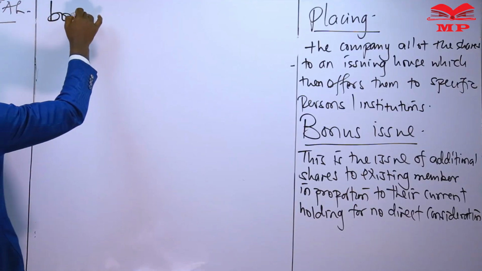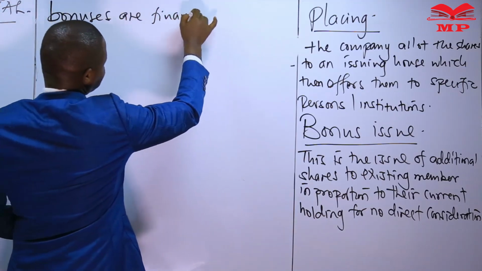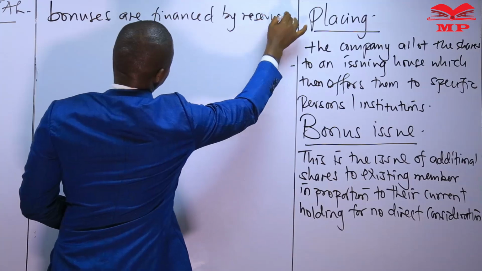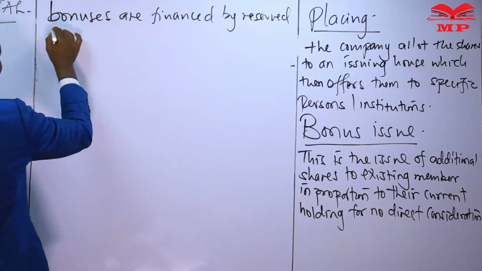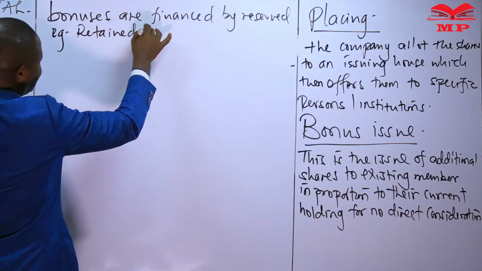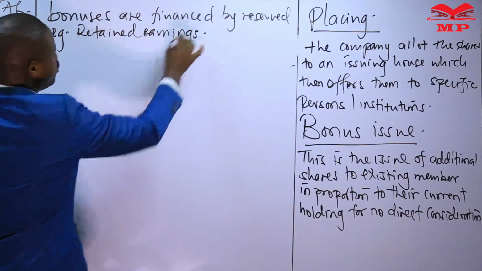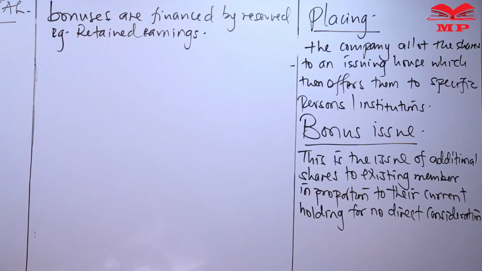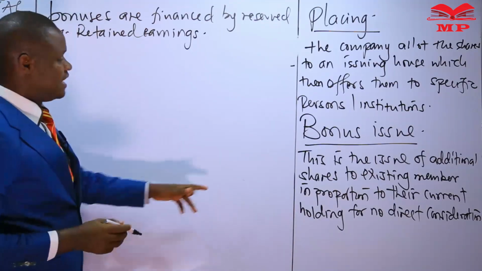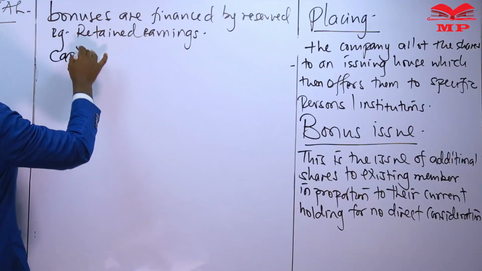Bonuses are financed by reserves, e.g. retained earnings. A reserve such as retained earnings could be a possible reserve from which we could be financing a bonus issue. It is because of this reason that a bonus issue is also referred to as a capitalization issue.